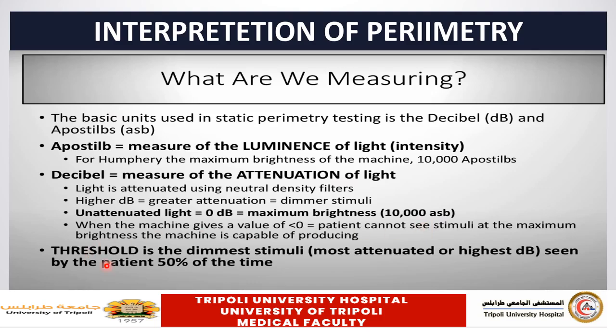And the threshold stands for the dimmest stimulus, that is the most attenuated or highest decibel attenuation, that can be seen 50% of the times when presented to the patient. That's the threshold. So by this, it is clear now what the meaning of the apostilb is and what the meaning of the decibel is. Decibel is used to express the retinal sensitivity. The more the decibels, the more sensitive the retina is, and the apostilb refers to the intensity of the light stimulus. The more the apostilbs, the more the brightness.